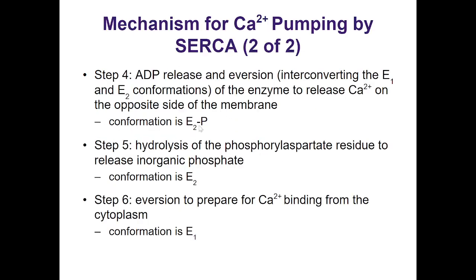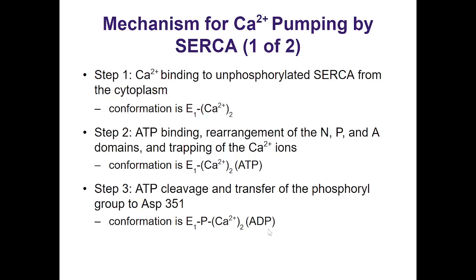Now note the E2, this is now the E2 which is open to the outside, right? Okay. And so step 5 is going to be the hydrolysis of your phosphoryl aspartate residue. This is going to release the inorganic phosphate, and so notice the P now disappears. And at this point, we're just left with E2, right? We've released everything else. All we need to do now is to revert and reset. So we're going to now, step 6, this is going to be reversion to prepare for a calcium 2+ binding from your cytoplasm. And so literally, we're opened, we release that phosphoryl, it can now flip. Okay. Yep. Binding calcium in the cytoplasm and releasing it out.